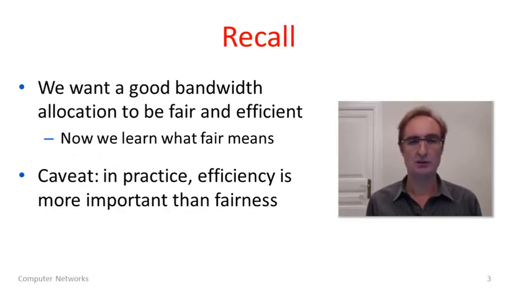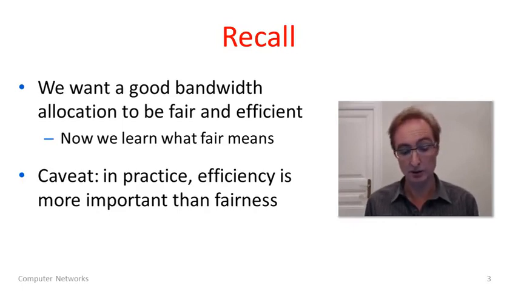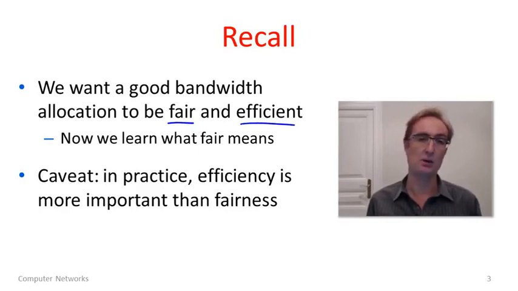So just a little bit of context before we dive into fairness. We've talked about trying to solve the problem of bandwidth allocation to give different senders bandwidth through the network to communicate with their receivers. We want any allocation that's good to be both fair and efficient. Efficient we talked about when we covered congestion, and we talked about using all of the network but not operating in a congested state. Fairness I didn't really explain.